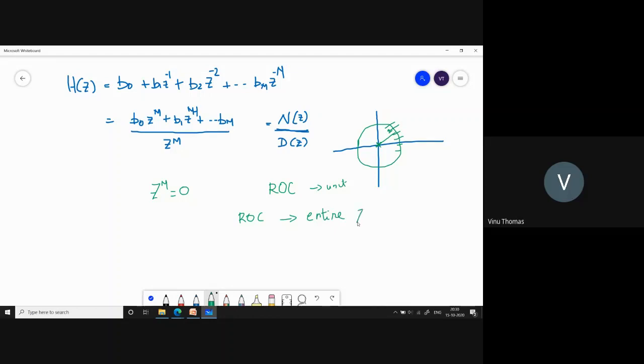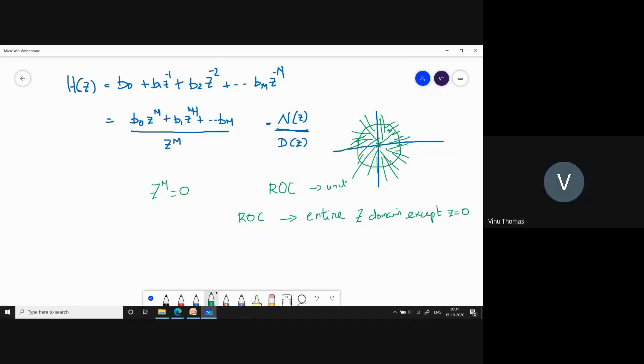So ROC is the entire z domain except z equal to 0. So what does it mean? What is the region of convergence? It's the entire z domain except z equal to 0. So does it include the unit circle? The only point that it does not include is z equal to 0. Is this point included? Yes. Okay, so all the points in the unit circle therefore fall in the region of convergence.